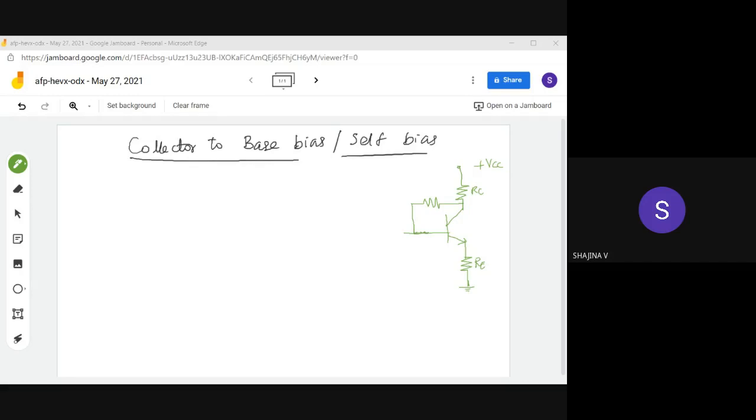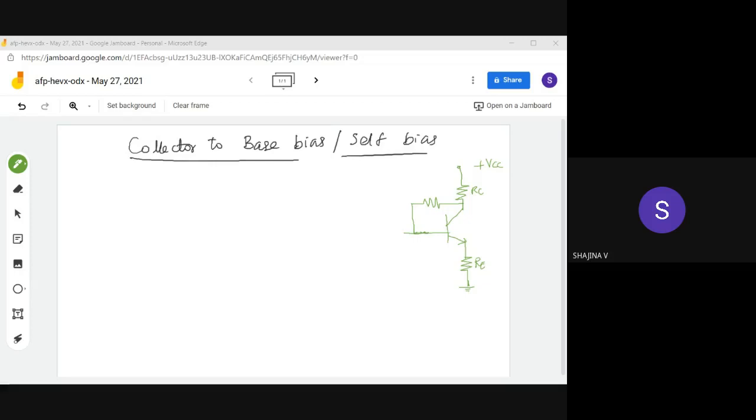Here we are going to discuss collector to base bias, or self bias. Here is the circuit for collector to base bias or self bias.